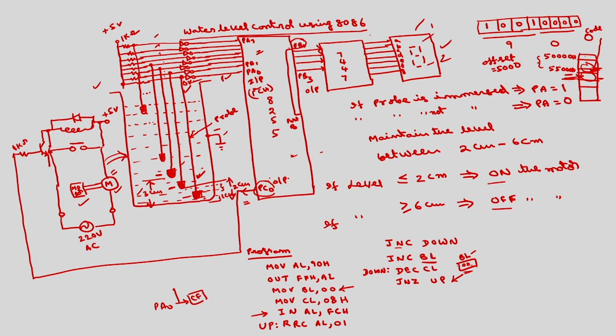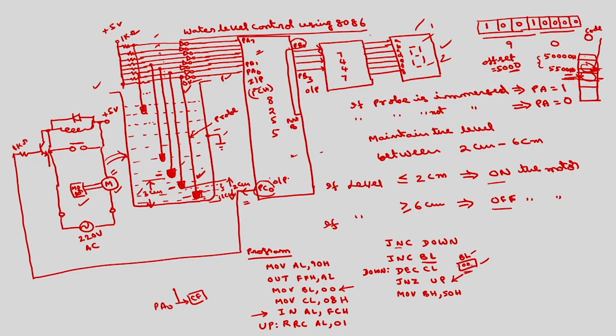For that, what is the logic? BL is already having the last 2 digits of this offset. Then you represent BH with 50. Now what will be the BX? BX will be having this offset value. If none of the probes is inserted, BL will be having 0, 0, means 50 offset value. If the first probe is inserted, the offset value becomes 5001. If 2 probes are inserted, 5002. So each location is having the corresponding code.